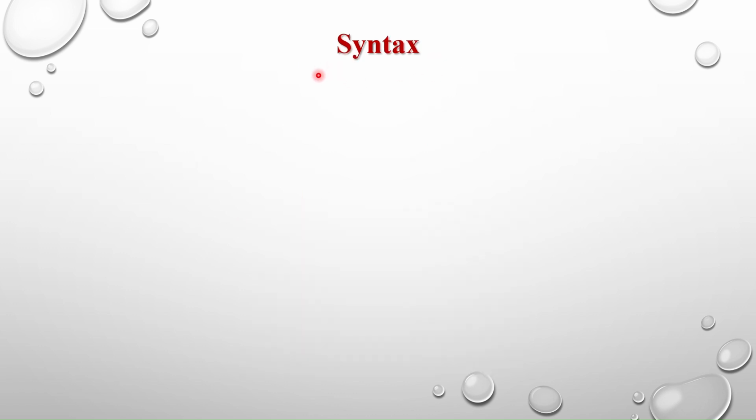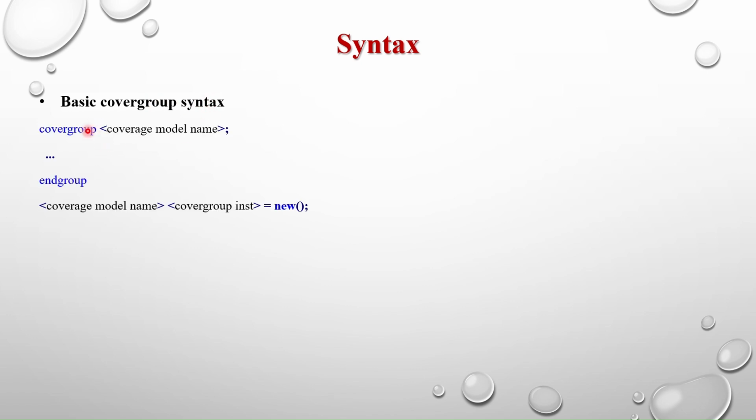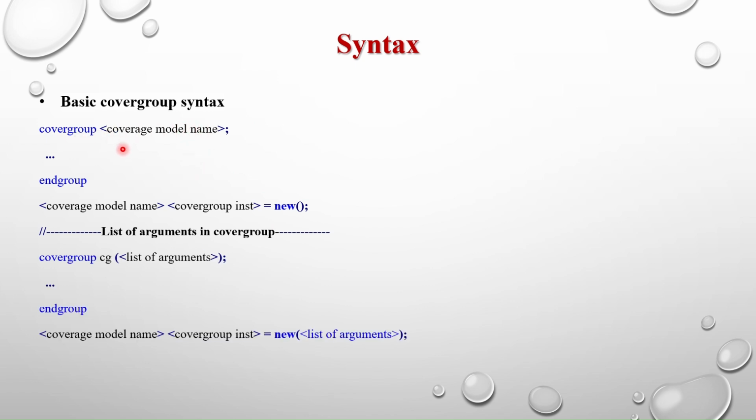Now we will see the syntax to write covergroups. The first one is the basic covergroup syntax: covergroup, coverage model name, and endgroup. These covergroup and endgroup are keywords, and inside that we will write the coverage model specification. And for this coverage model name, we can create multiple instances by using the new operator. Okay, this is how to write the basic covergroup. And with a list of arguments, we can pass arguments to the covergroup. In the parentheses we have to pass the arguments, and while creating the instance, we have to pass the arguments in new. So based on the arguments, the operation will be performed.